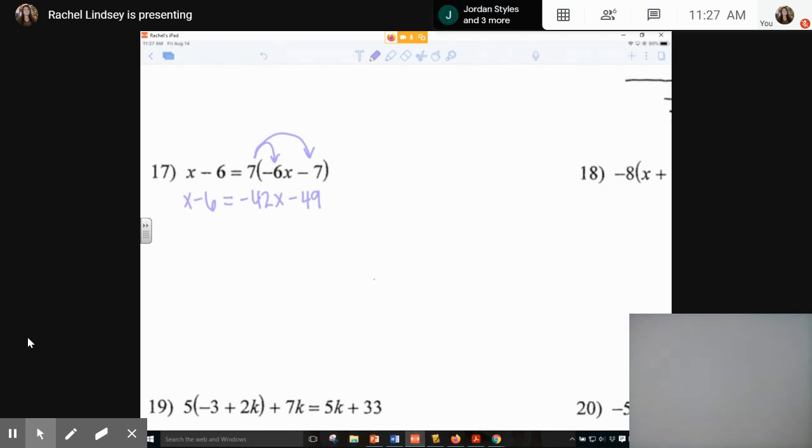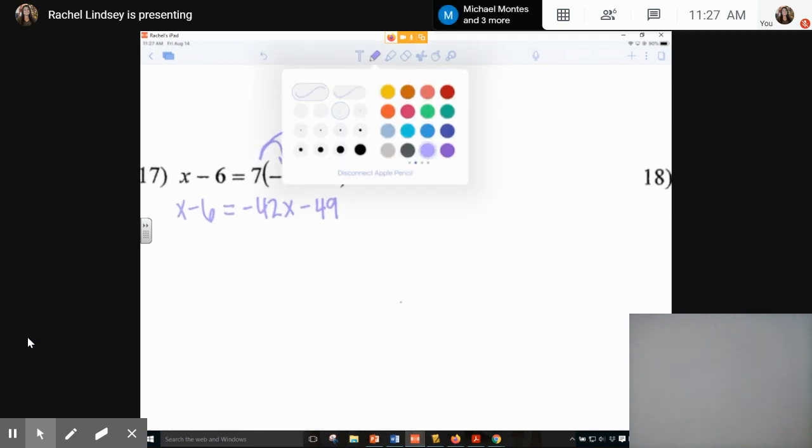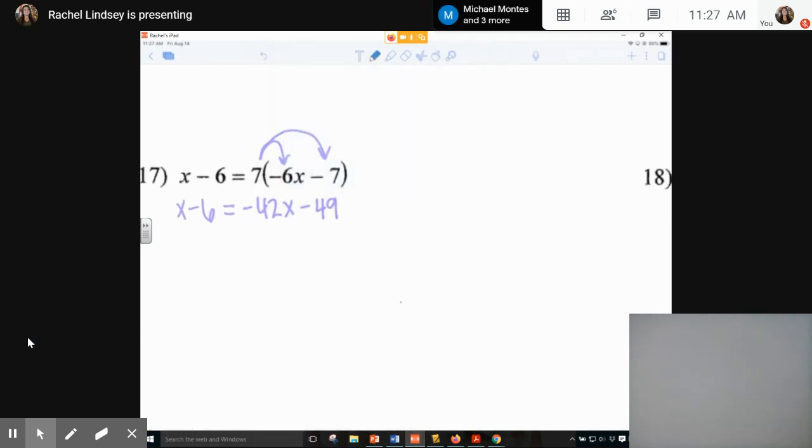So now we can do inverse operations. Inverse operations, we need to move letters to the left. So in order to move letters to the left, I have to move this to the left. So what am I going to do to both sides? I'm going to add 42x. So x plus 42x gives you 43x. Bring down the negative 6 and bring down the negative 49.